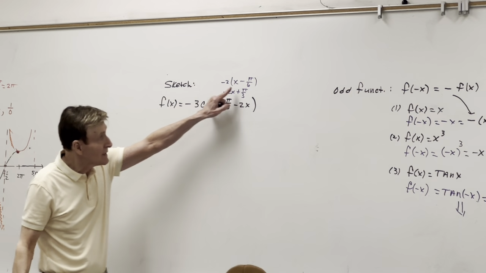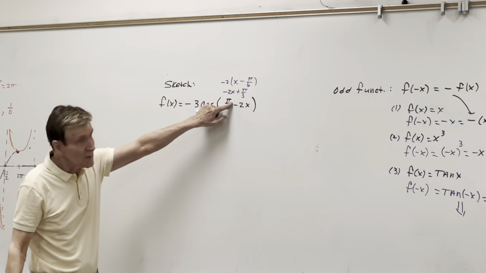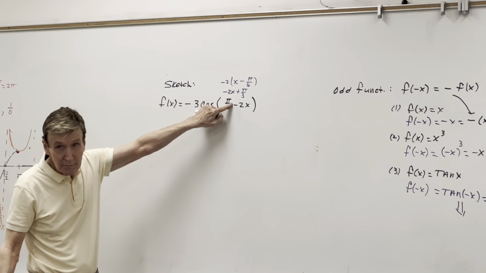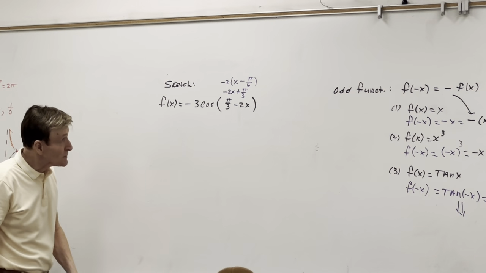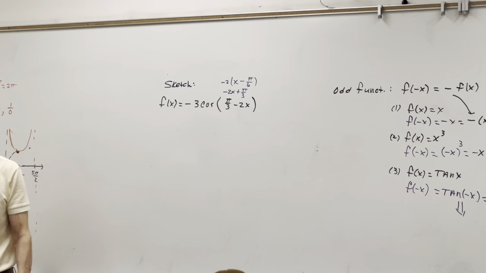Is this equivalent to negative 2x plus pi over 3, if you multiply this out by the distributive property? Negative 2x plus pi over 3, is it? Yeah. It's another angle also. But is that equivalent? Yes.